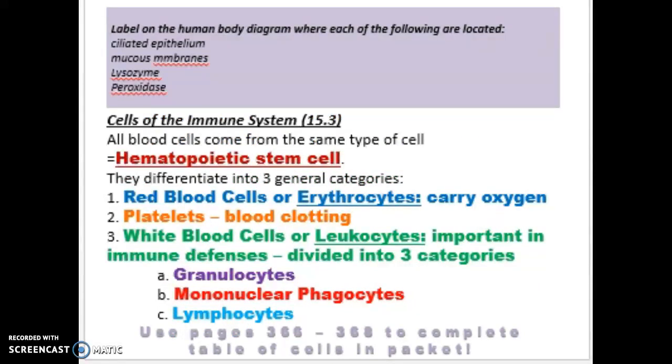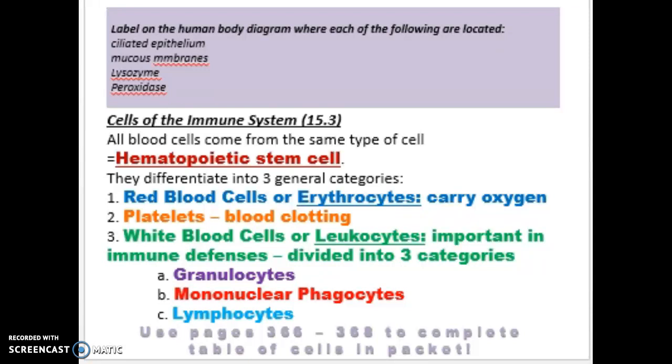So in your note packet, what I'd like to see you do is label on the human body diagram where each of the following are located. Where do you find ciliated epithelium? Where do you find mucous membranes? Sorry for the typos on there. Where do you find lysozyme? And where do you find peroxidase?